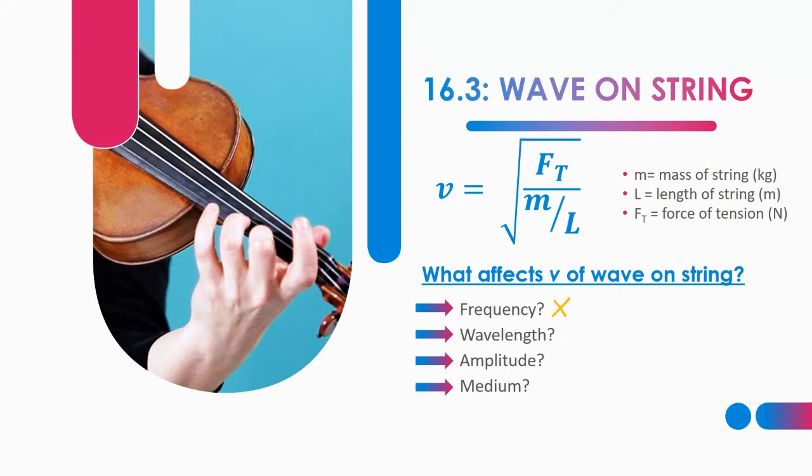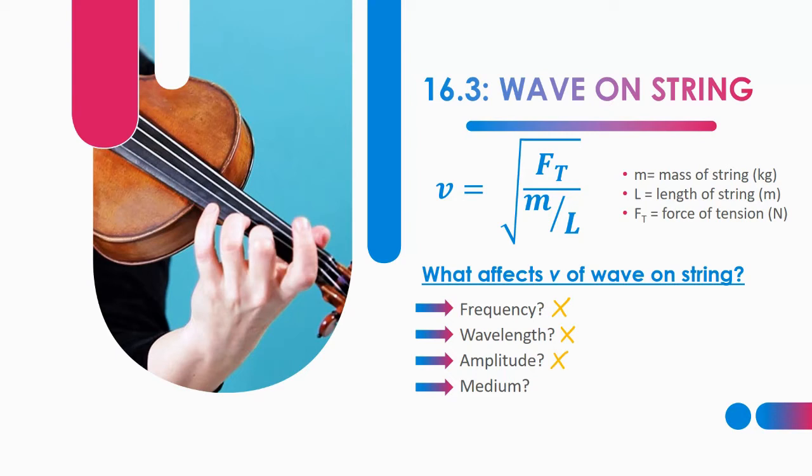What about wavelength? So maybe I am changing the frequency and that's making the wavelength smaller or bigger. Will that affect the speed? Well, lambda, wavelength, is not in our equation, so that does not affect how fast the waves are traveling. Amplitude, what if I make my waves really big? I give them a really big amplitude. Will that make them move faster or slower? Well, amplitude is not in our equation, so it does not affect the speed.